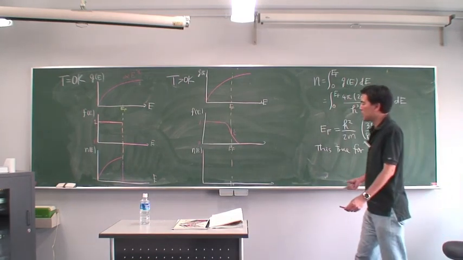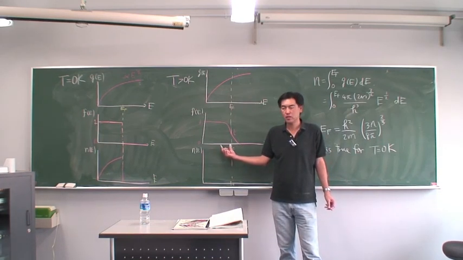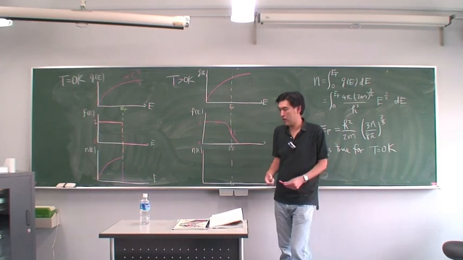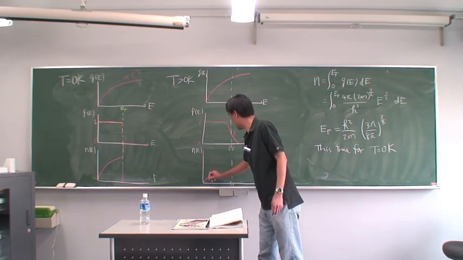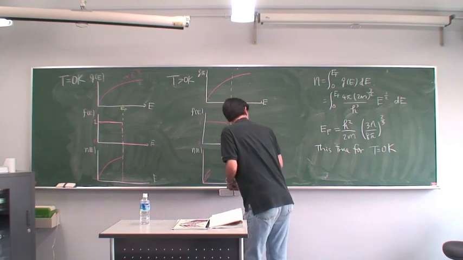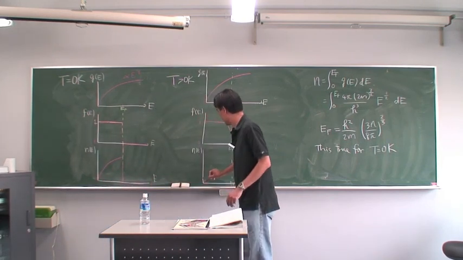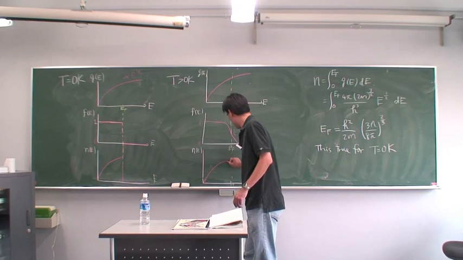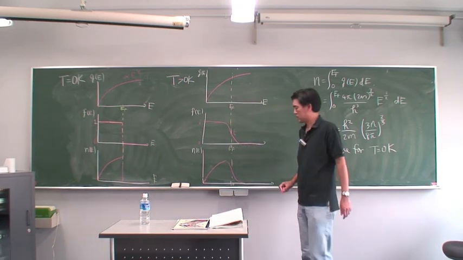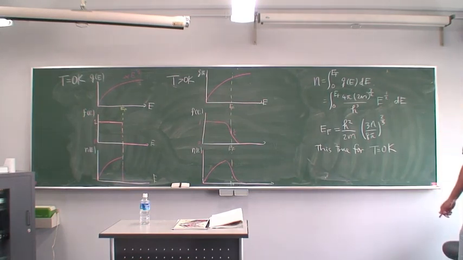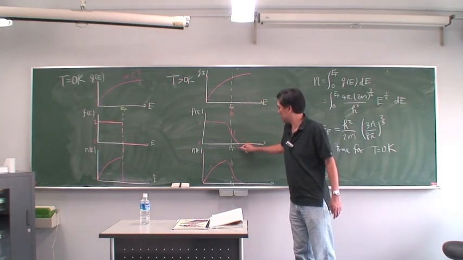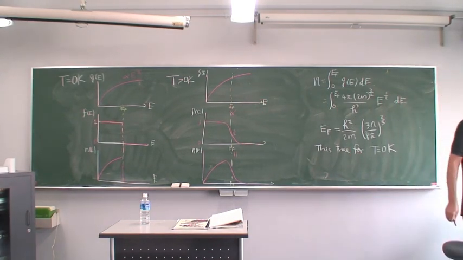And then you can see, because it's becoming hotter and hotter, some electrons go to higher energy, right? And in this case, the actual electron distribution looks like this. It doesn't stop here, but it goes like this. So that's the actual electron distribution. This times this equals this.